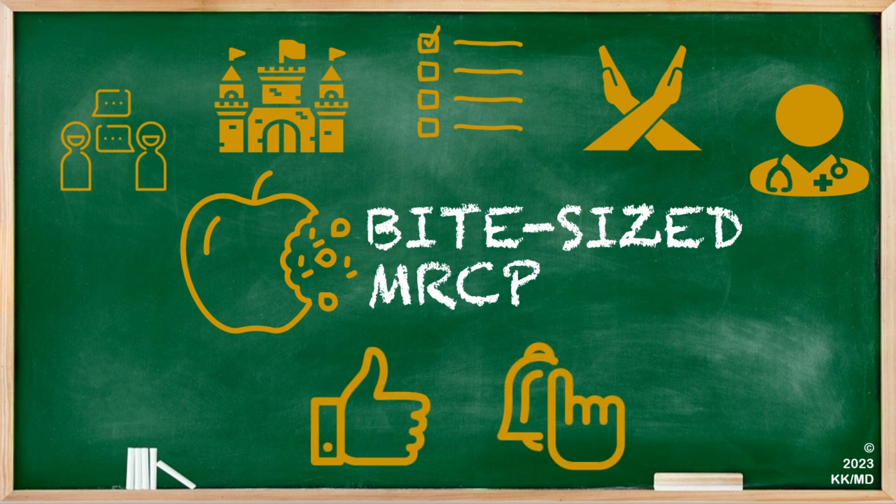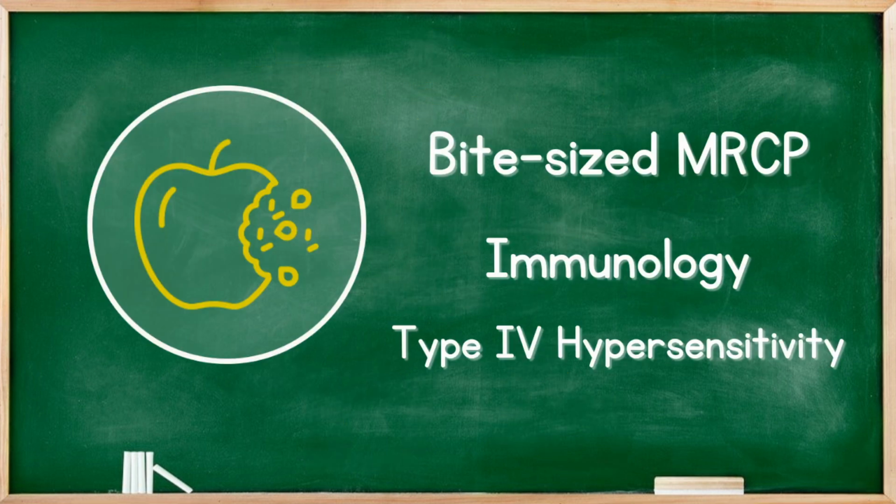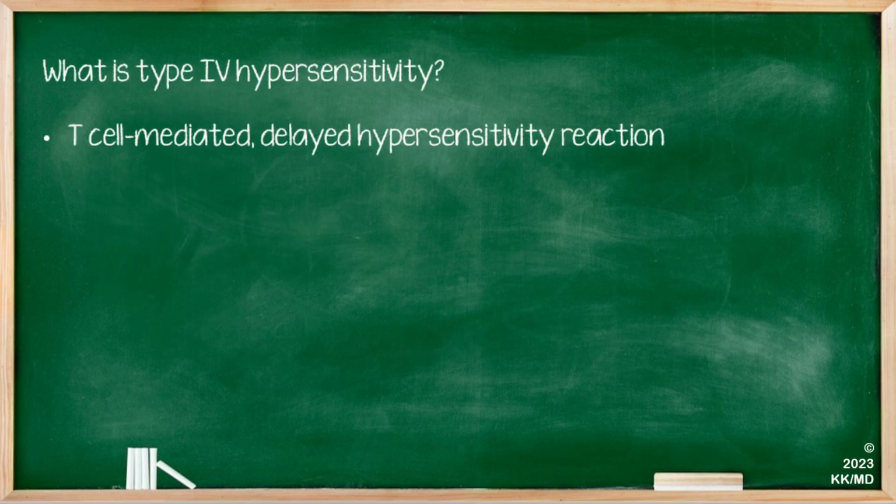Now, without further ado, let's get into today's topic, which is on Type IV Hypersensitivity reaction under the section of Immunology. So what is a Type IV hypersensitivity? It is a T-cell mediated delayed hypersensitivity reaction.